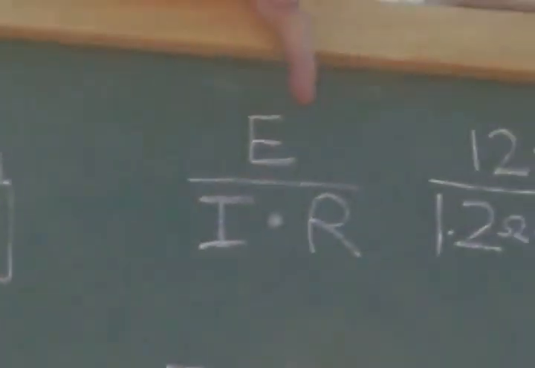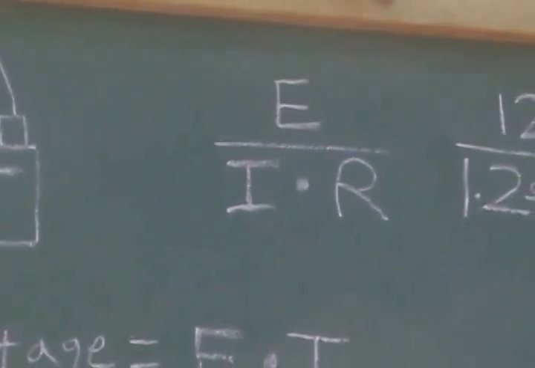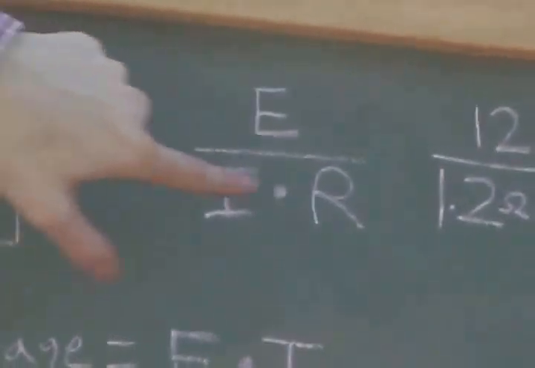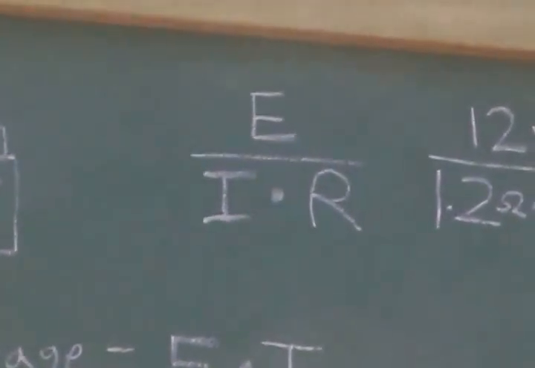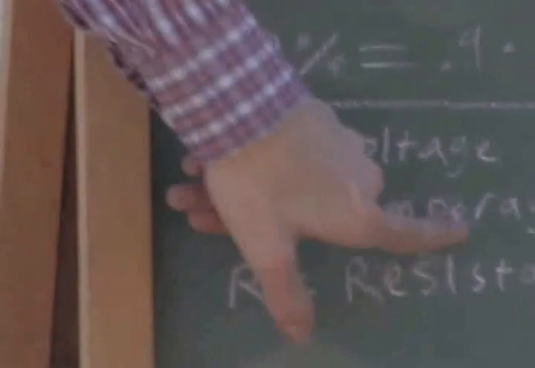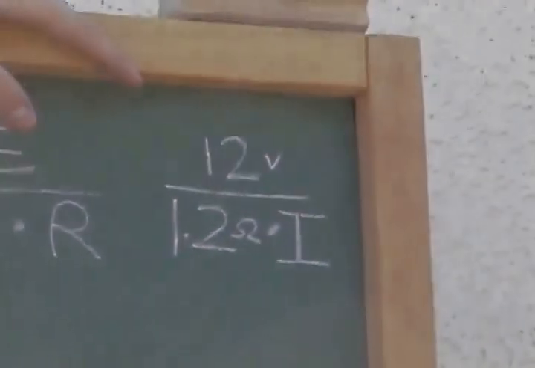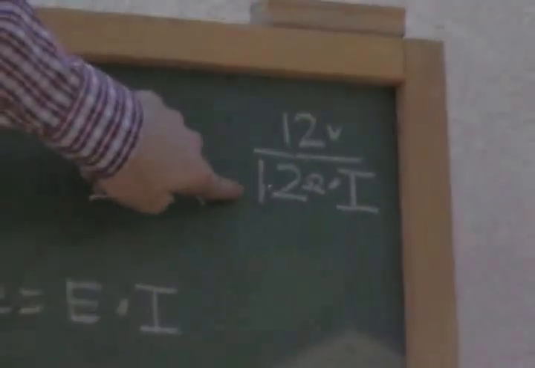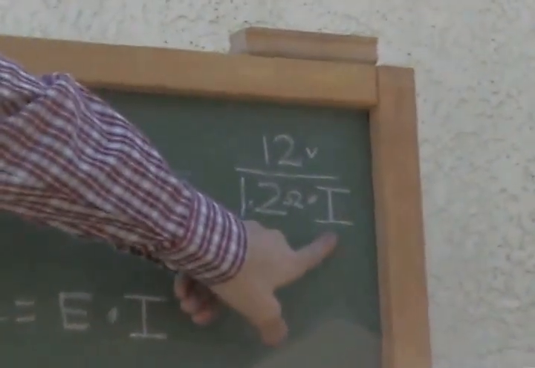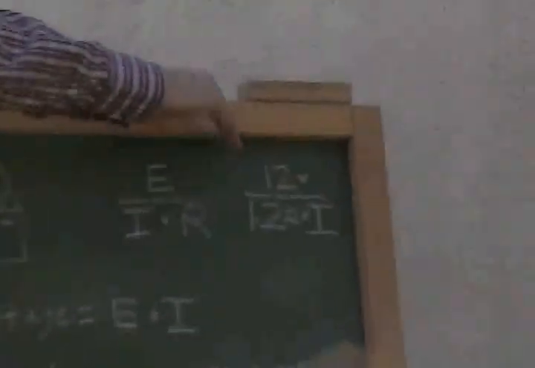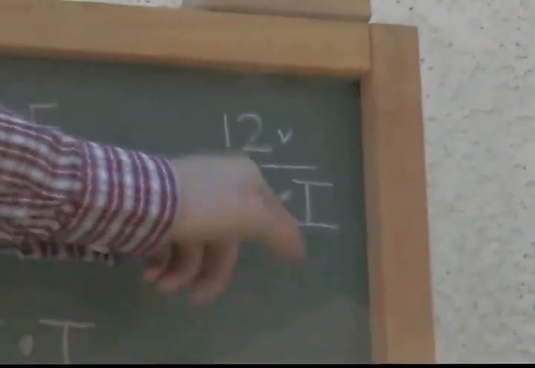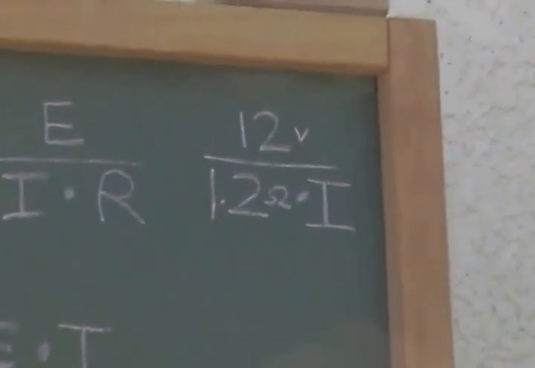And so one useful formula is E = IR, which is Ohm's law. What you do with this is, if you have any two, you can determine the third. Of course, E is voltage, I is amperage, and R is resistance. Now let's say, for example, I have a light bulb, and this light bulb is 12 volts, and I know it's 1.2 ohms. I want to know what I is. So I take my 12, divide it by 1.2, and that gives me 10. So that light bulb is 10 amps.